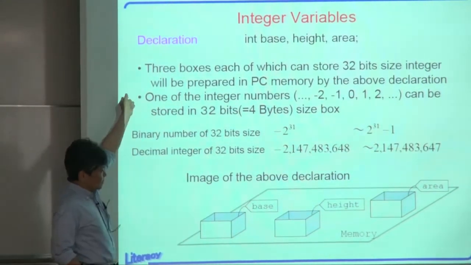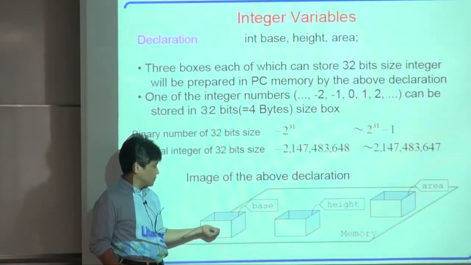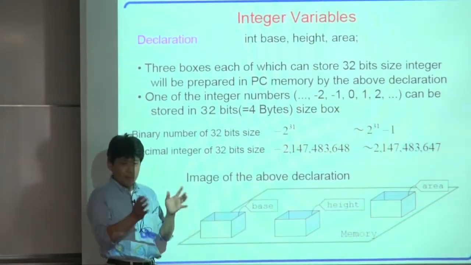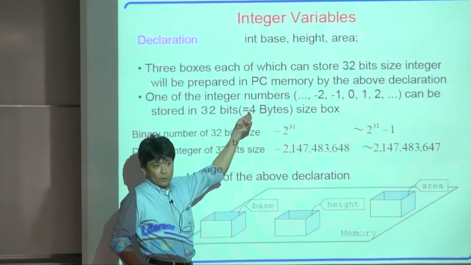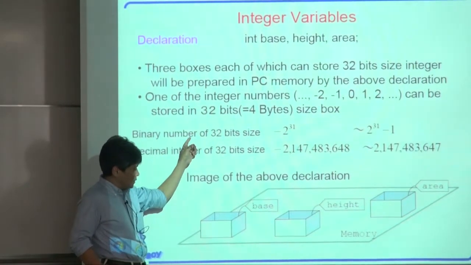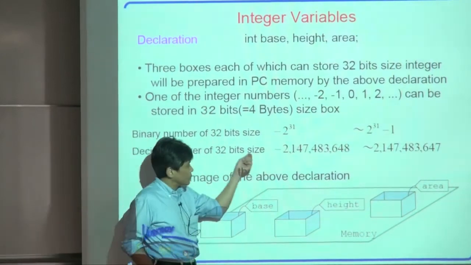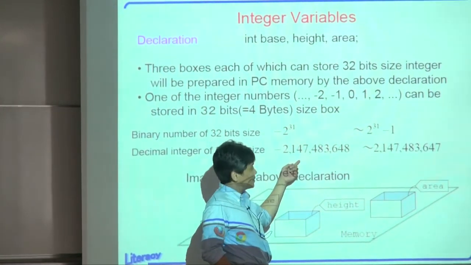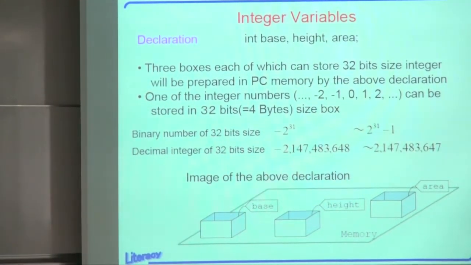Okay, so in these cases, in computer memory, there are three boxes prepared like this: for base, for height and for area. Each box has the same size, same bits. If your computer is a 32-bit computer, maybe an integer has a 32-bit size, so each box has a 32-bit size. So as shown here, you can treat integer numbers from this minimum integer to this maximum integer. Okay? So very big numbers.